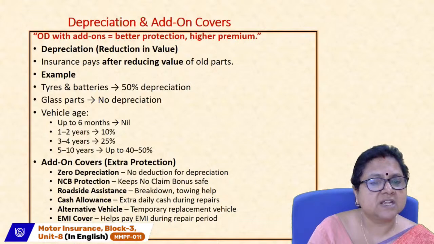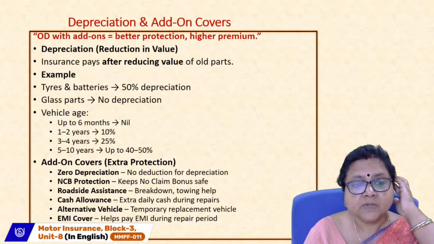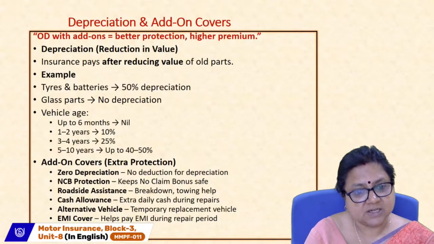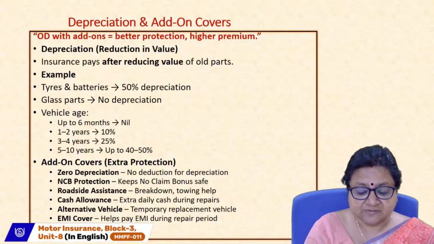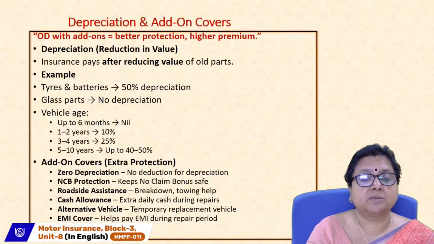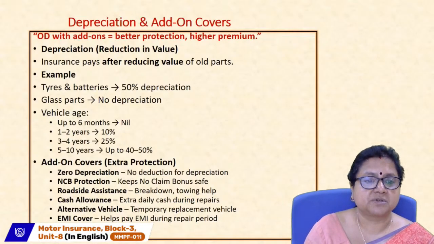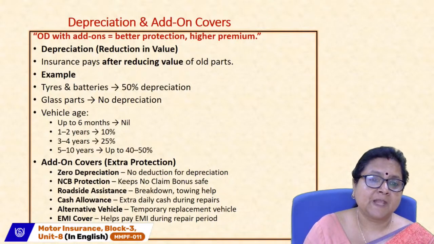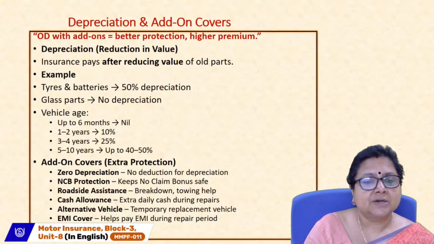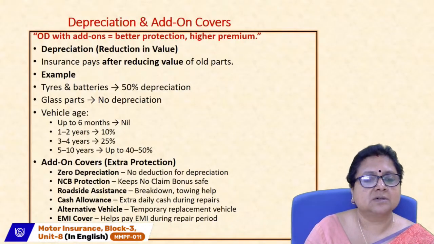And vehicle age: if the vehicle age is up to 6 months, there is no depreciation. They do not reduce the value for depreciation. But if the vehicle is 1 or 2 years old, then the depreciation is accounted for as 10%. So the value of the car will be calculated after reducing the depreciation amount by 10%. If it grows older, 3 to 4 years, the depreciation becomes 25%. And if it is 5 to 10 years, then 40 to 50%. So this is how they gradually calculate the depreciation and find out the value of the vehicle.